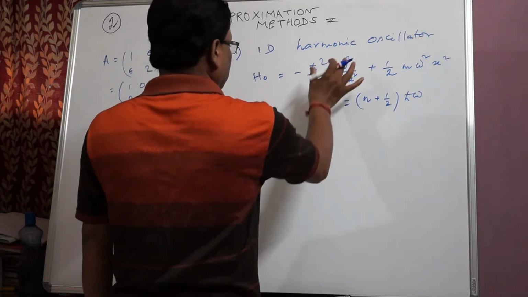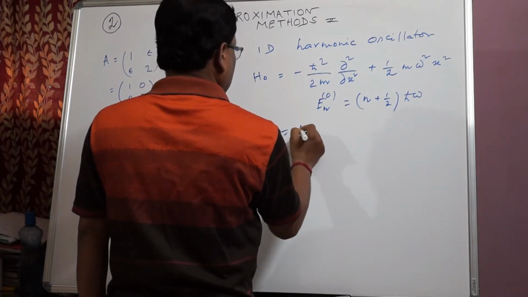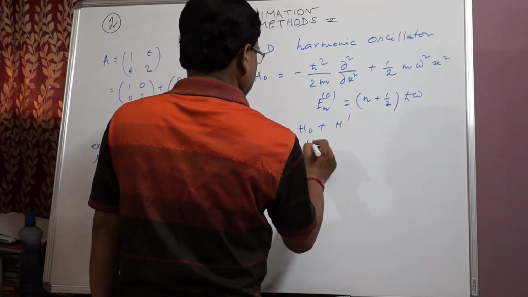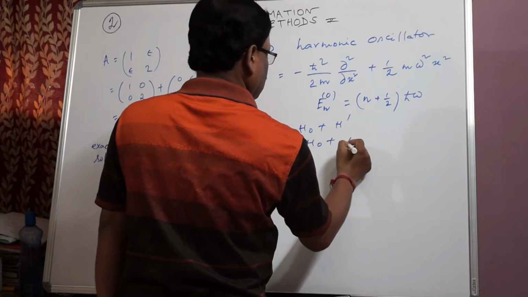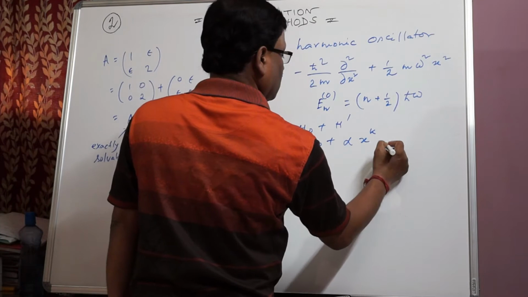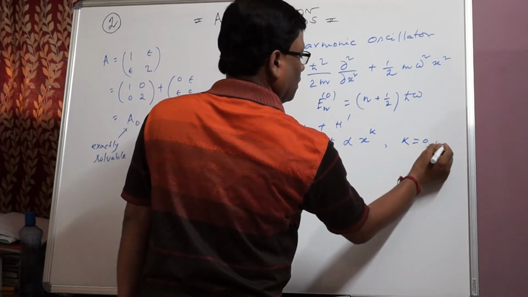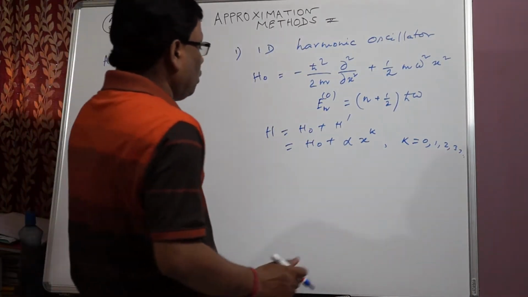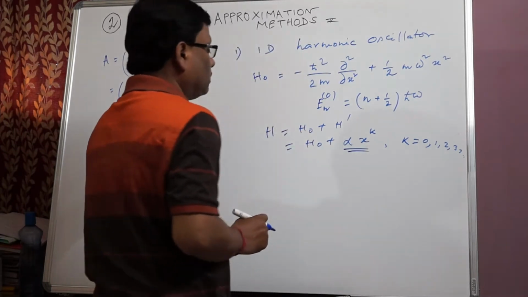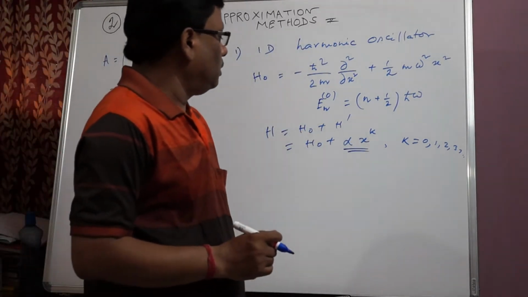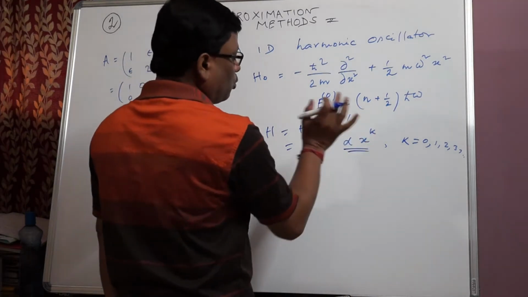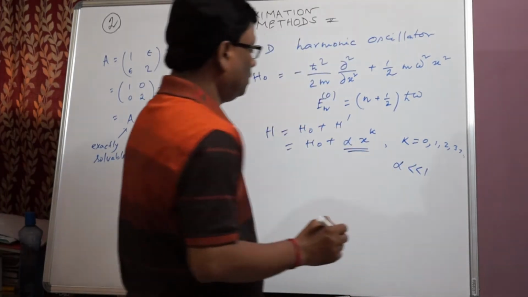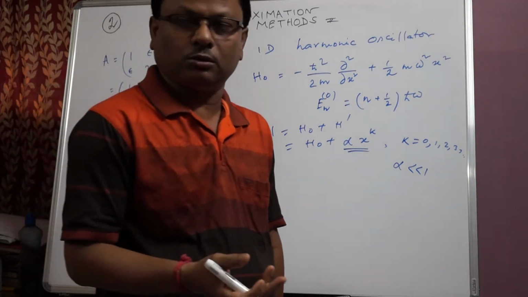Now you add a perturbation to this Hamiltonian. So all this is the perturbation, this is the anharmonic part added to this Hamiltonian. If this perturbation is small enough, alpha is less than 1, then we can apply the perturbation method to this problem.